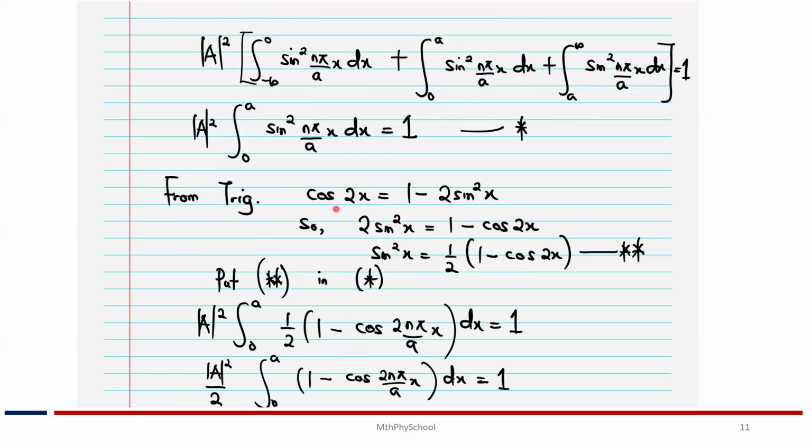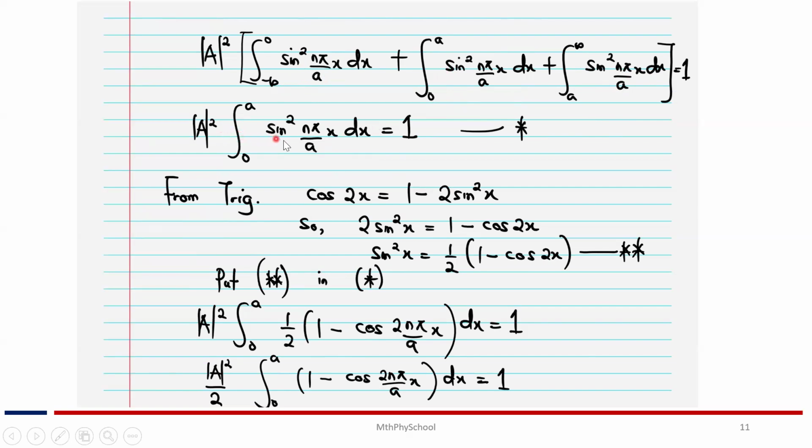Now, also consider we are taking the integral from minus infinity to infinity, but then we know that the wave function has no value in the region outside 0 and a. So the first integral here goes to 0. The third integral goes to 0. We can only have values for the integral between 0 and a.